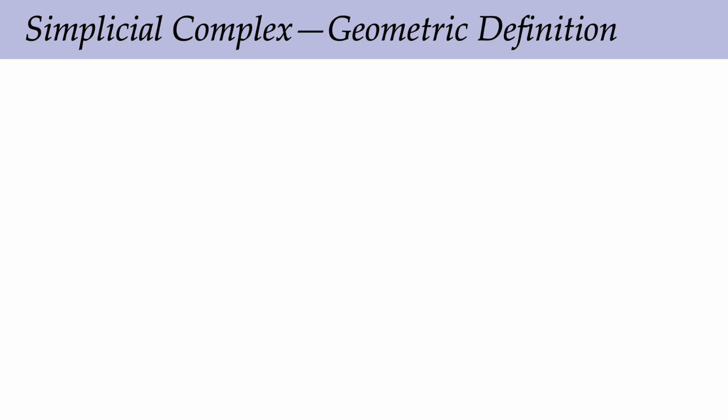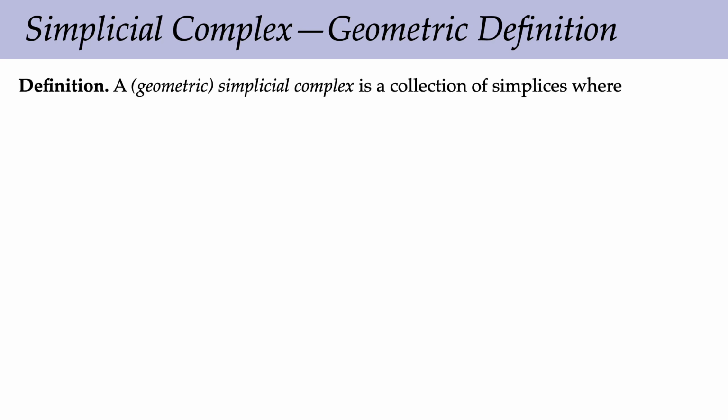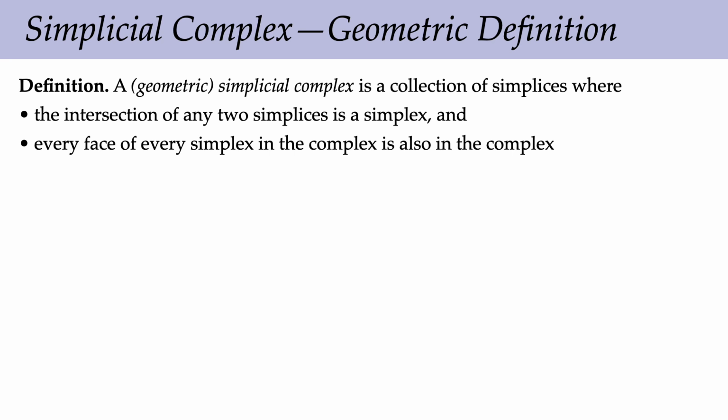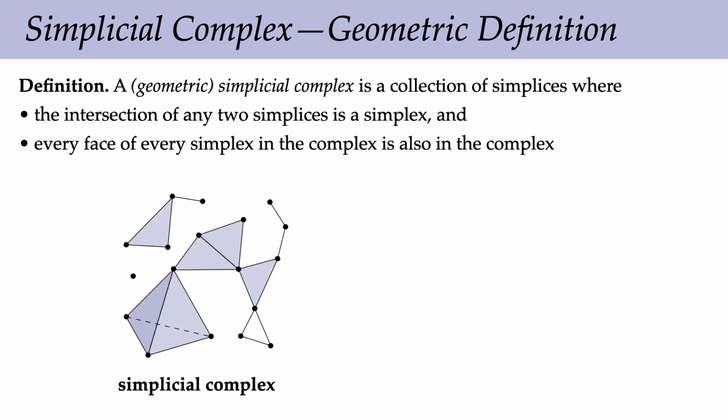Okay. So we can now give a definition to a simplicial complex, at least a sort of geometric definition, one where we care about where things sit in space. So we're going to say a geometric simplicial complex is a collection of simplices where, well, for one thing, the intersection of any two simplices is a simplex, and two, every face of every simplex in the complex is also in the complex. Okay, so translating those words into pictures, here's an example of a simplicial complex.